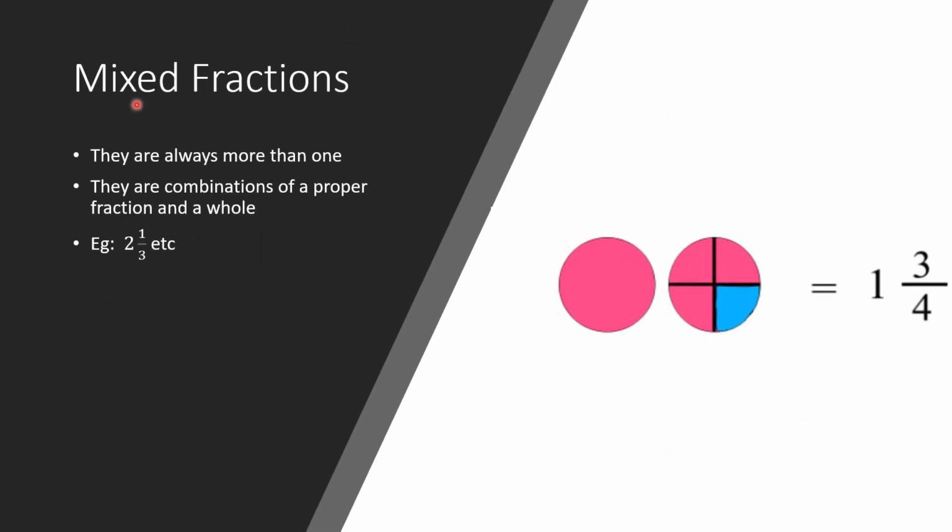Mixed fractions are always more than 1. They cannot be 1 or smaller than 1. They are always more than 1. And they are a combination. That is why they are called mixed fractions. They are a combination of one proper fraction and one whole. Well, they can be more wholes, but we have to have one proper fraction. They cannot be an improper fraction. It always has to be a proper fraction. Example, 2 1 by 3 or 1 3 by 4.